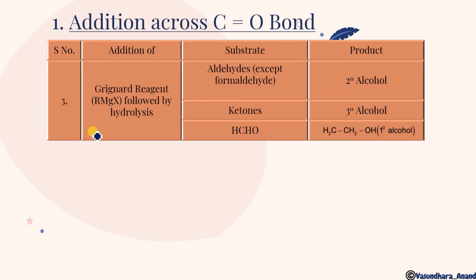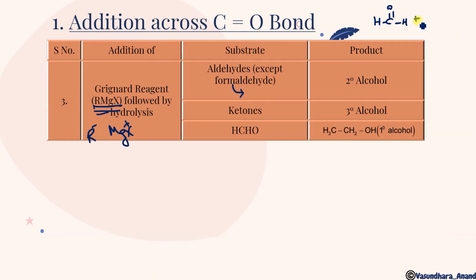About this we are very familiar, it is very well known. RMgX will break in this way, into R minus and MgX plus. So any aldehyde except formaldehyde will give you a secondary alcohol. Clear? But if it is formaldehyde, it will give you what? Just think of it. Let me show you with this.